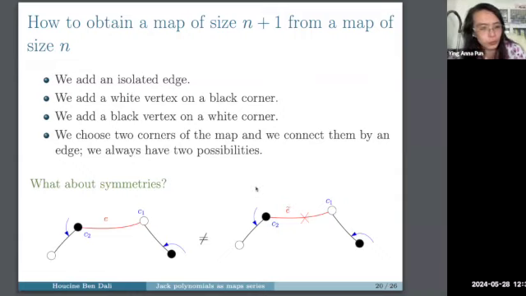Sorry, I just want to make sure I understand. So are all the black vertices marked? Yes, yes. Okay.